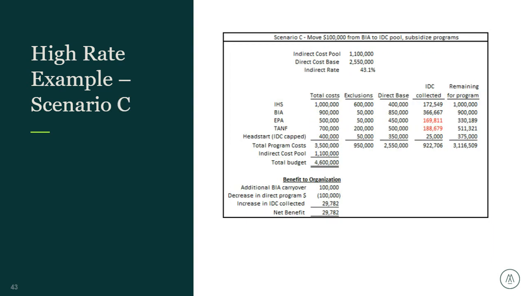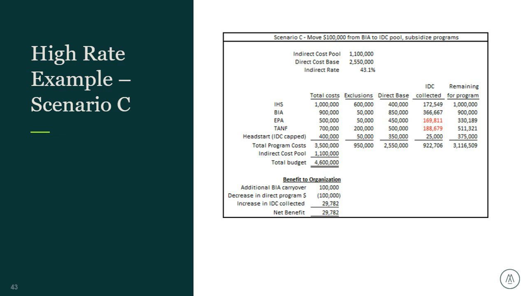Let's look into another scenario where we will have the same fact that we will move 100,000 from BIA to the indirect cost pool, but let's also consider that there is an opportunity to subsidize those programs that cannot pay a higher rate.